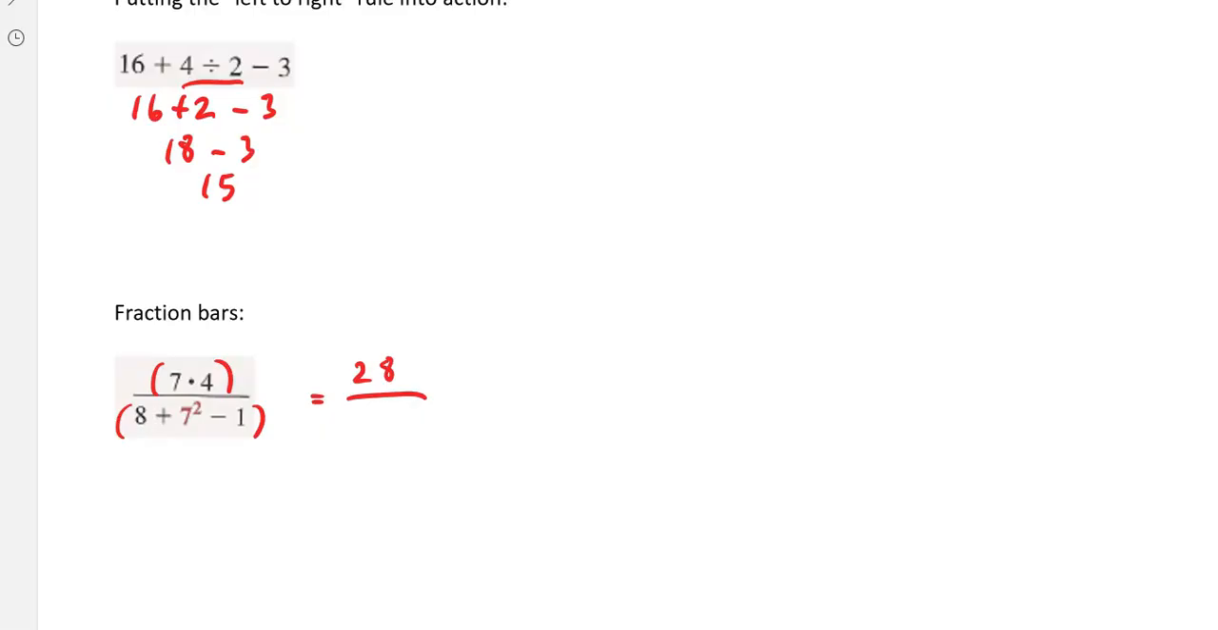We have to do the exponent part first. That's 7 to the second power. That's 7 times 7. 7 times 7 is 49. So this would be 8 plus 49 minus 1. Still all under the parentheses. Our 28 stays right where it is. Now we go in order from left to right. 8 plus 49 is 57 minus 1. Still in parentheses because we're not done with that part yet.